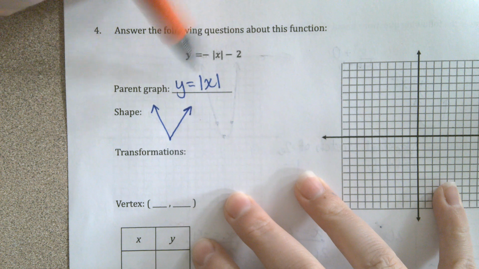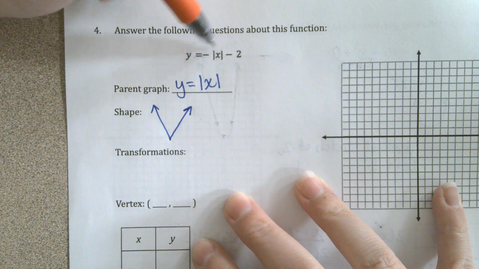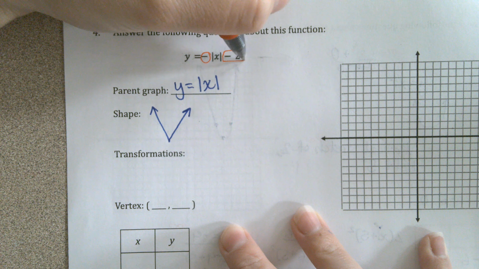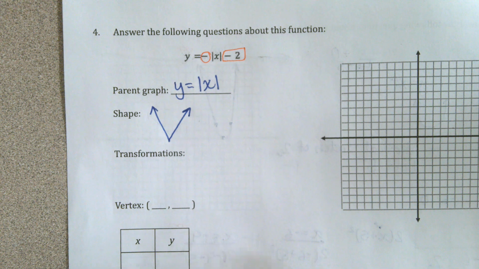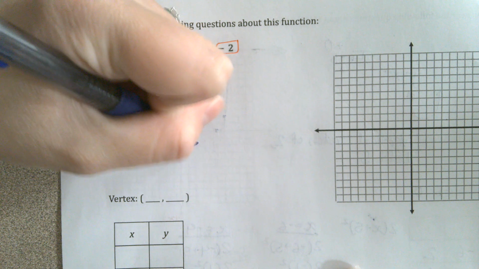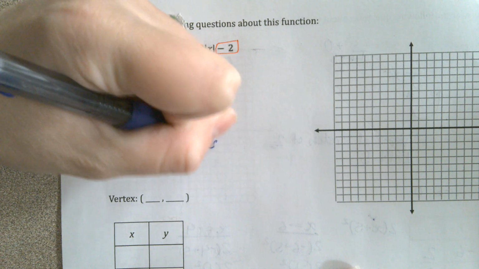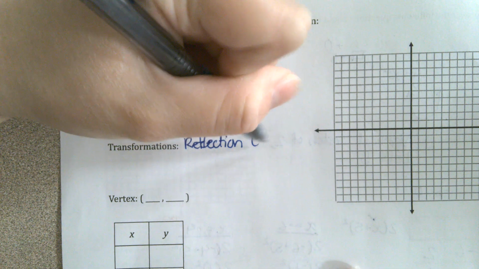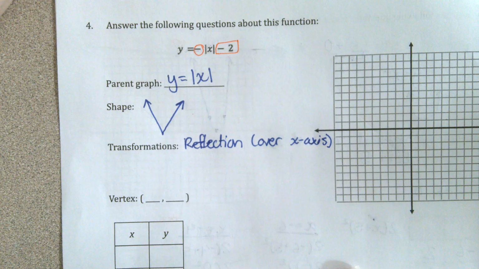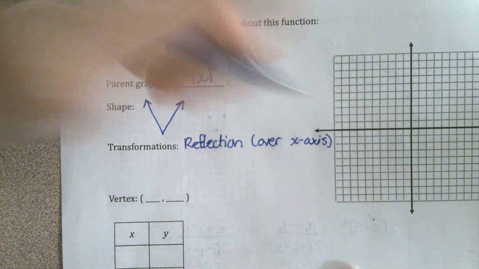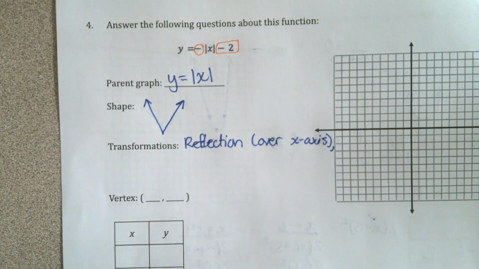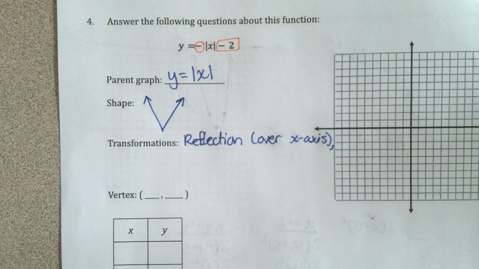So remember, this is just a before and after. So before, we had just the absolute value. So we look at what's been added. We have a negative in front, and we have a negative 2 in the back. Let's look at what those things tell us. The negative tells us that it is a reflection, and again, this is over the x-axis. That's the first item. Second item, that minus 2, it's not inside of the absolute value. So let me demonstrate very quickly for those of you who still struggle with this.